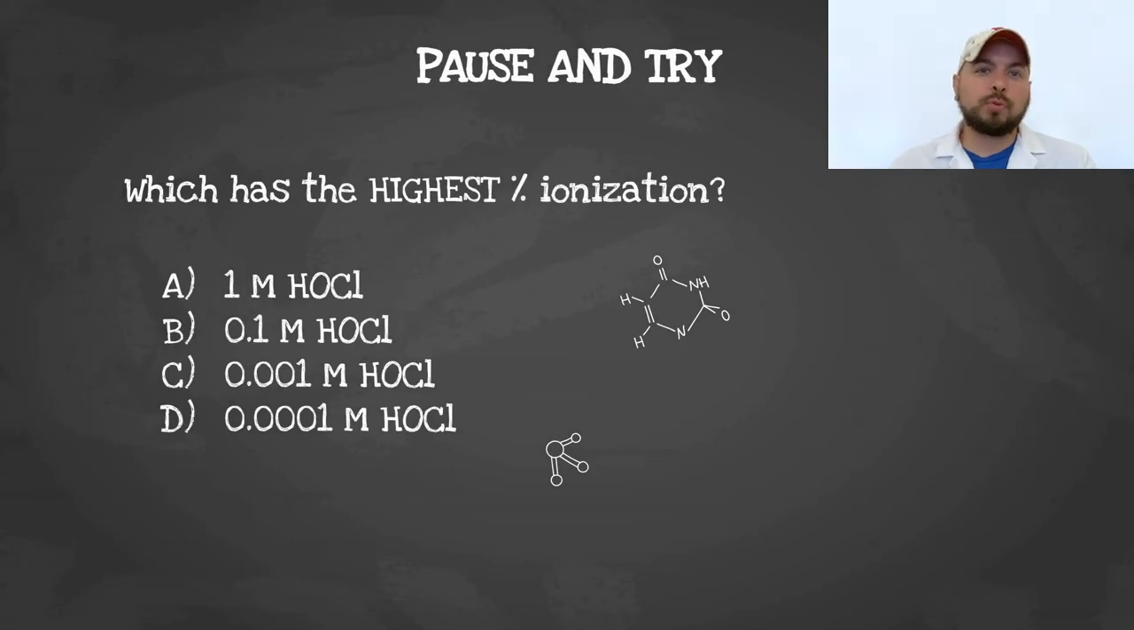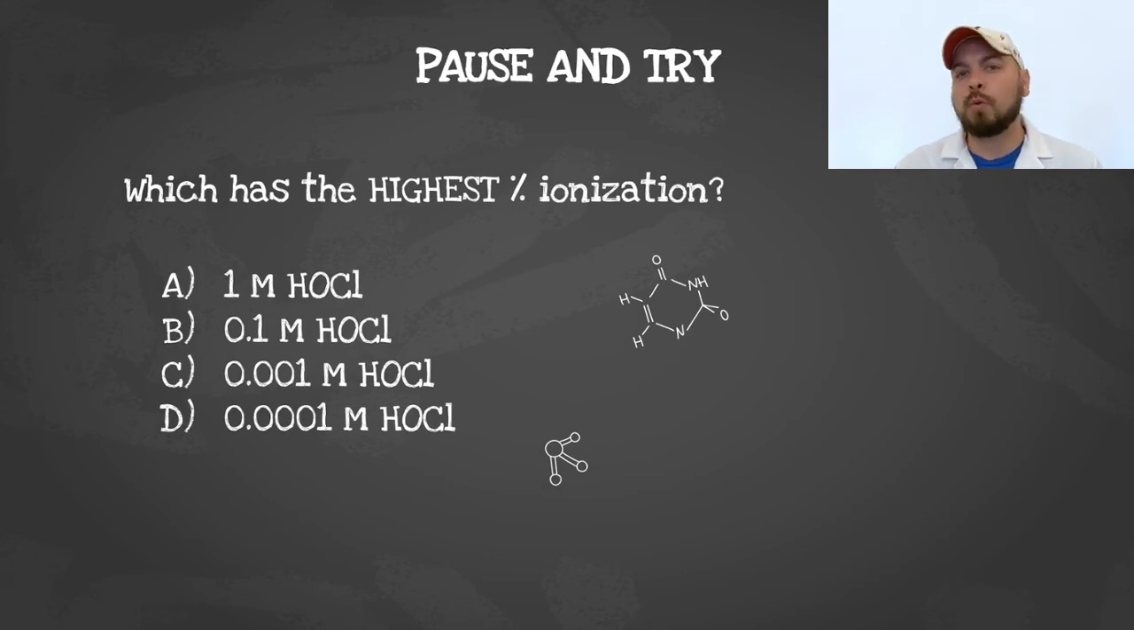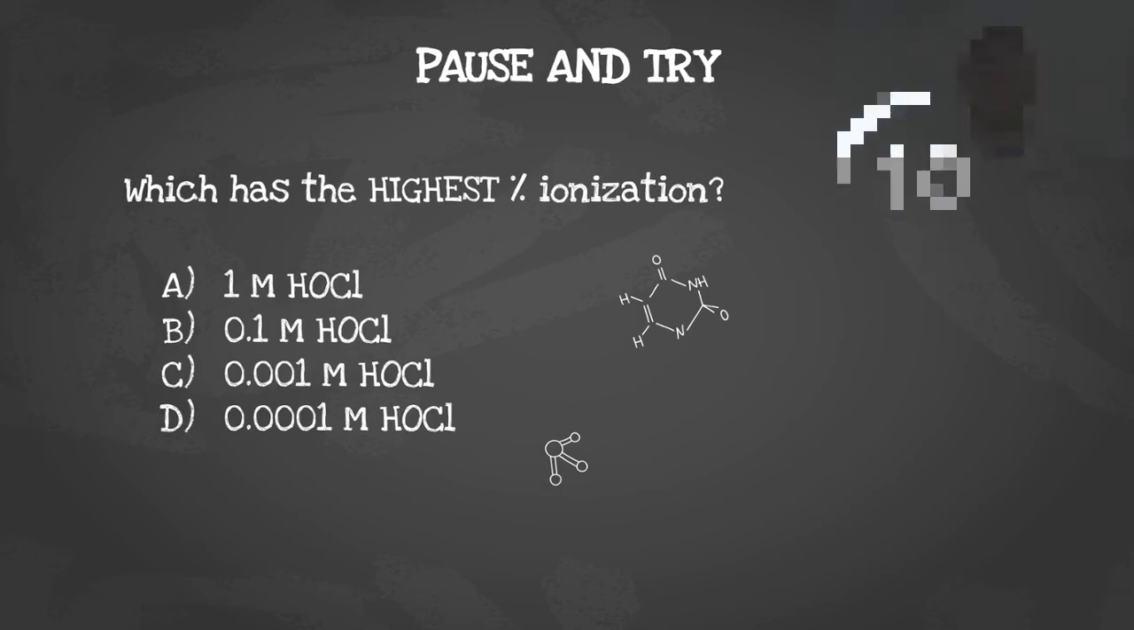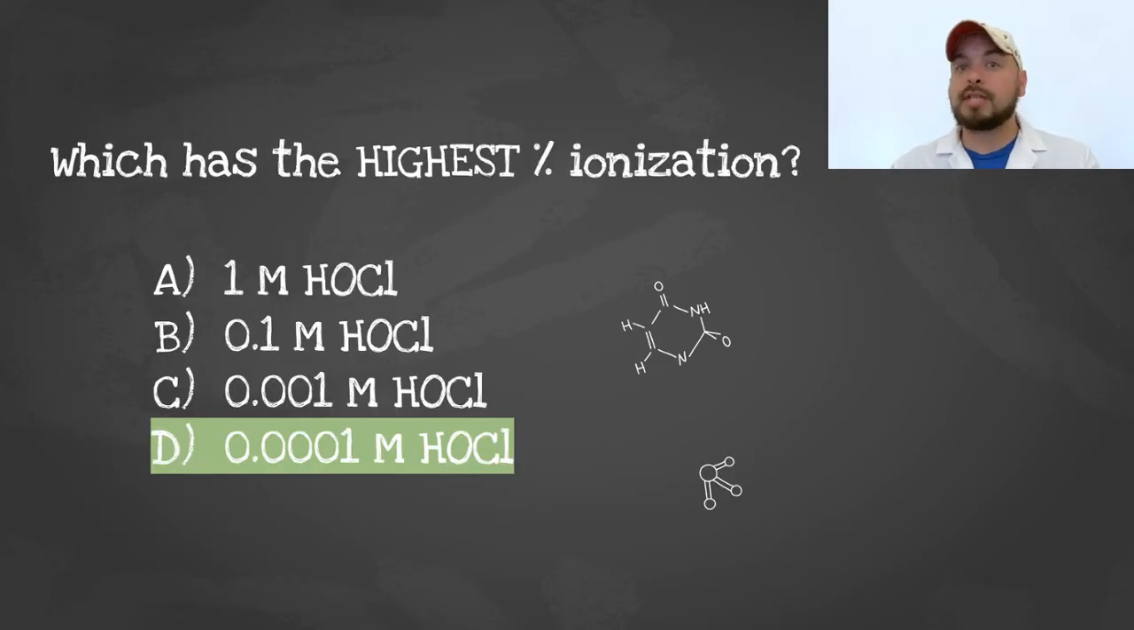Here's a conceptual type question. I'm not asking you to solve for percent ionization. I just want you to tell me right off the bat which of these 4 options would have the highest percent ionization. Now you'll note that all 4 of the acids are the same. So it's not about species or strength of acid.